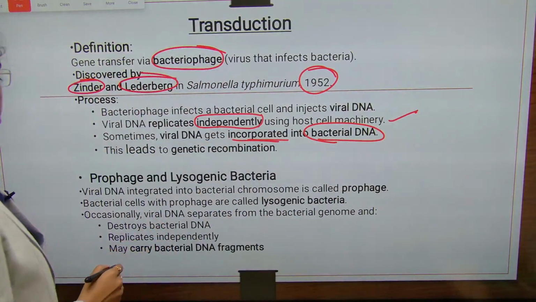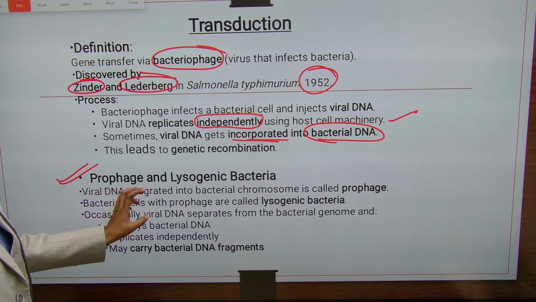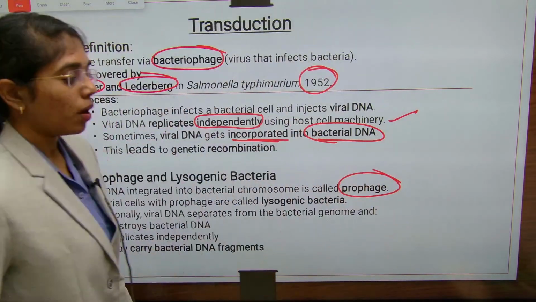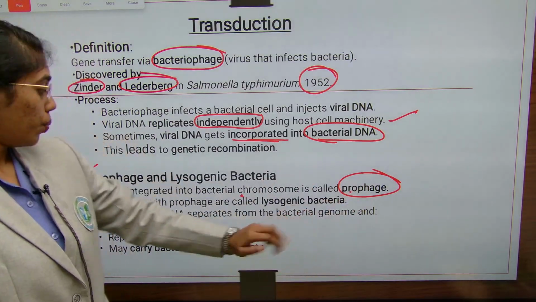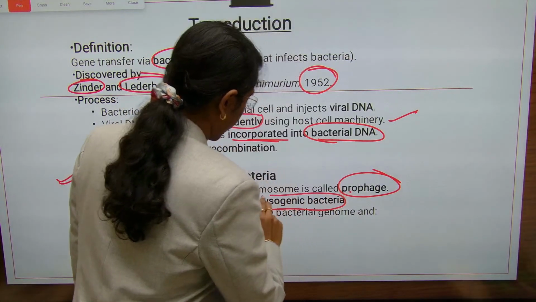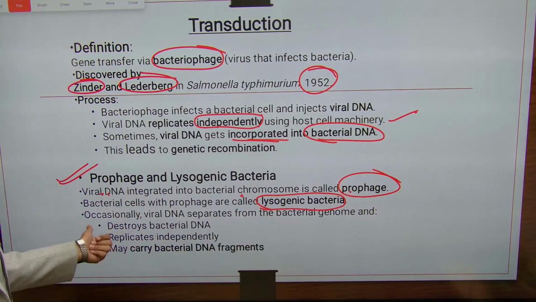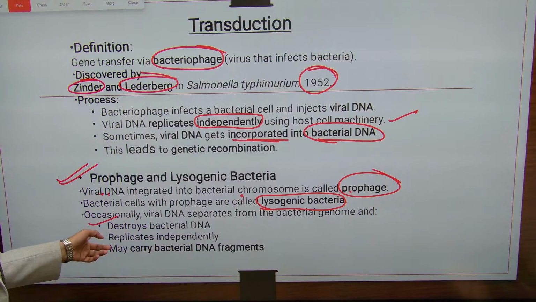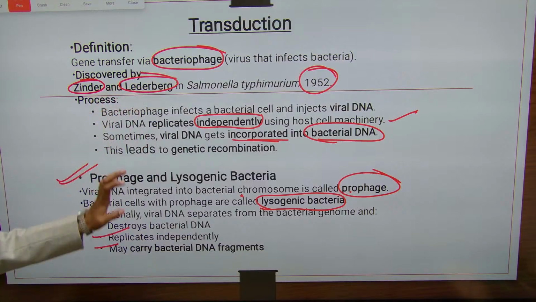Prophage and lysogenic bacteria. When viral DNA is integrated into the bacterial chromosome, it is called a prophage. Bacterial cells with prophage are called lysogenic bacteria. Occasionally viral DNA separates from the bacterial genome and destroys bacterial DNA, entering the lytic cycle. This replicates independently and may also carry bacterial DNA fragments. This is all about transduction.